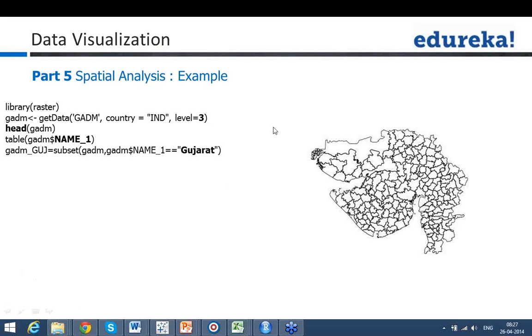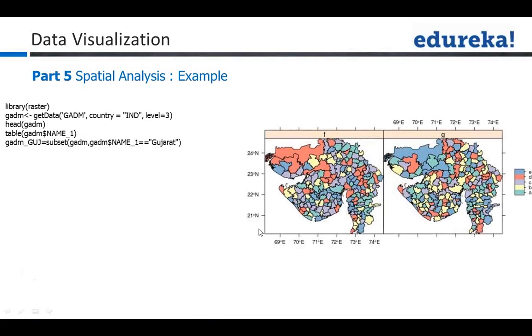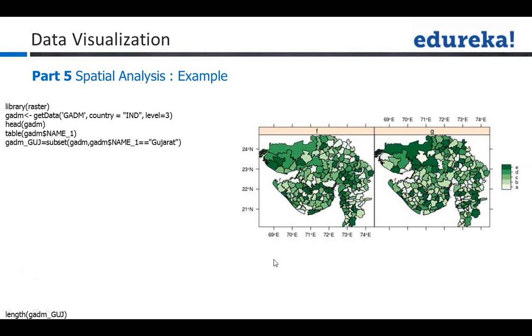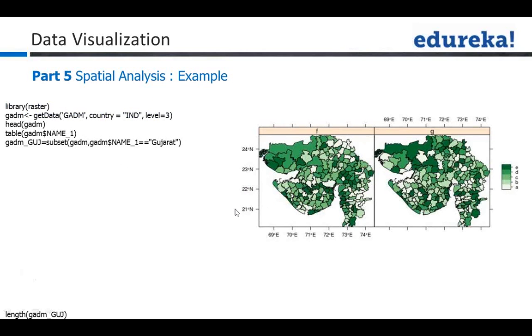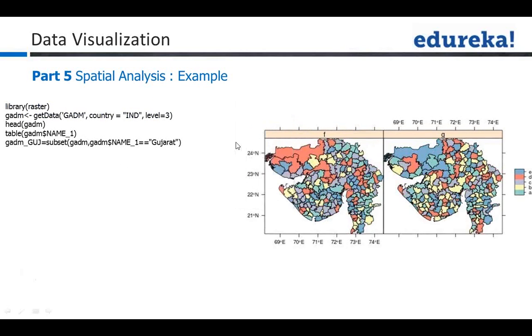I've used a map of Gujarat state and done some plotting on this data. No, not temperatures. This is just the latitude and longitude. They're just showing some data on the state. So this was just using the raster and the map plot.